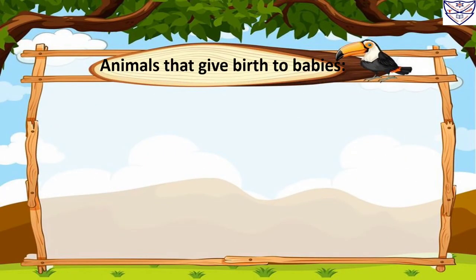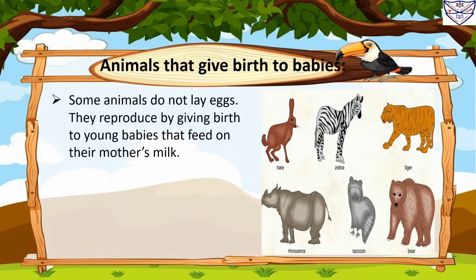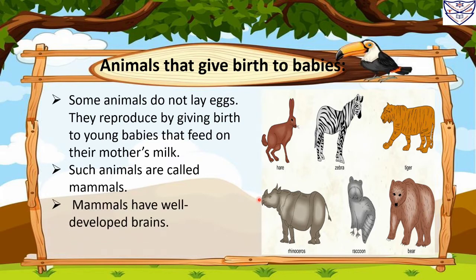Now, about the animals that give birth to babies. In this picture, children, you can see some examples of animals that give birth to babies. Some animals do not lay eggs. They reproduce by giving birth to young babies that feed on their mother's milk. Such animals are called mammals. Mammals have a well developed brain. Here, hare, zebra, tiger, rhinoceros, raccoon, bear: they are mammals which give birth to babies.